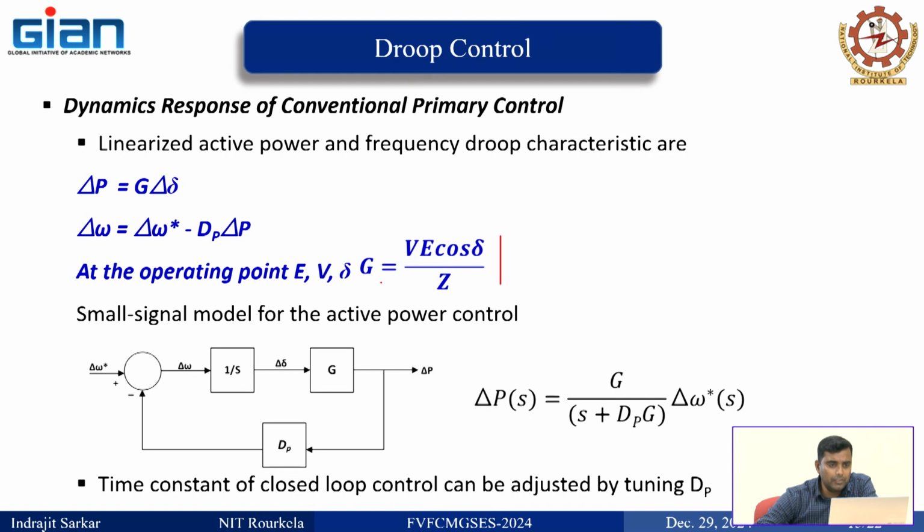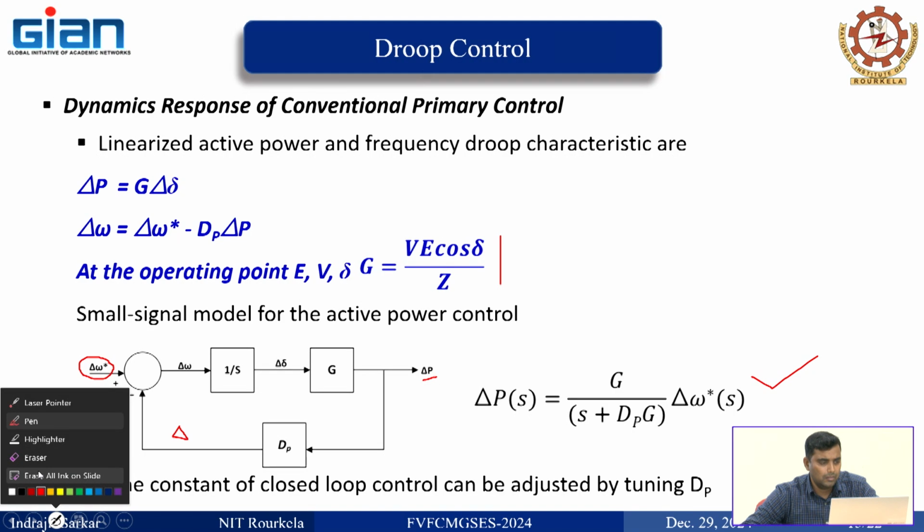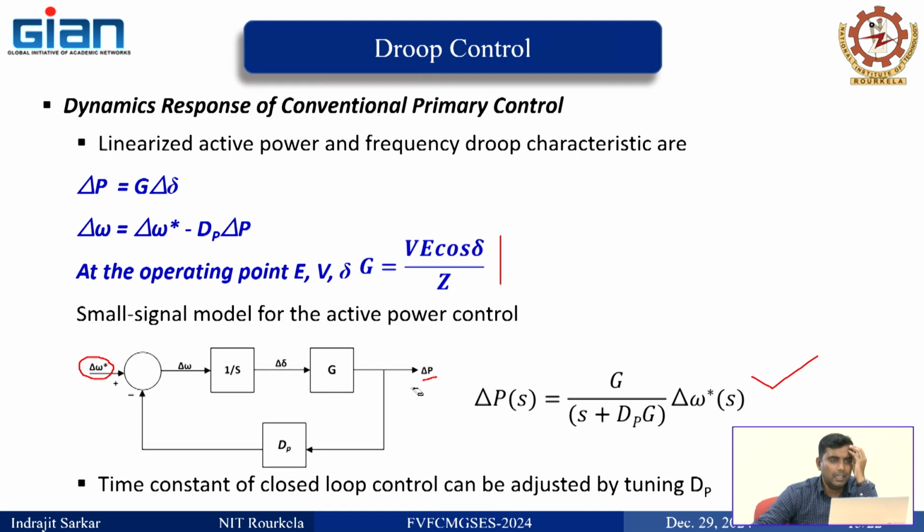Using this equation, this is the small signal model for active power control. It gives how much change in active power you need, and how much change in reference frequency. From here, using the droop coefficient, we generate delta P multiplied by G. So delta omega star minus dP into delta P gives delta omega, and if we integrate it, we will get delta.